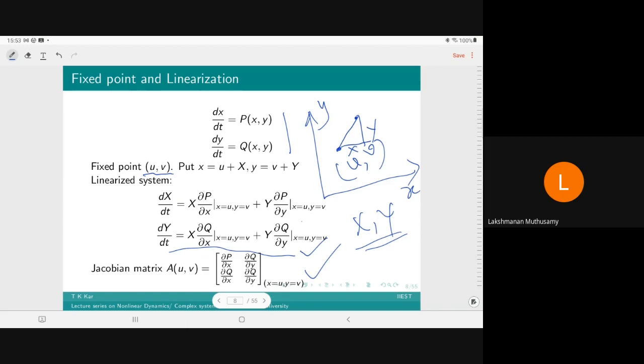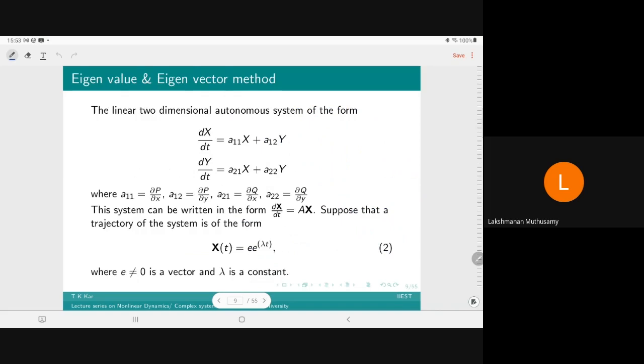So instead of studying the nonlinear system, we are actually linearizing the system near the equilibrium point, and then we are studying the qualitative behavior for the linearized system. And the linear two-dimensional system takes the form, and if you write it in the matrix form, then it is dx/dt equal to Ax, where A is the matrix a11, a12, a21, a22.